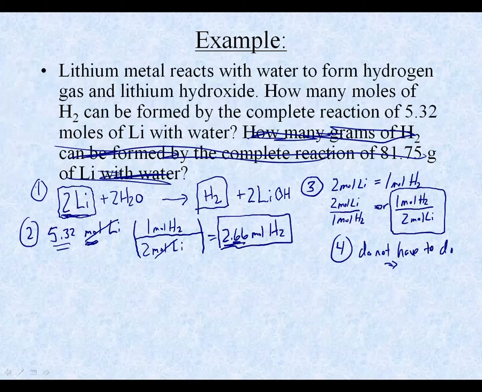You can do it all together in one calculation. Basically, what this means is if you threw into this reaction 5.32 moles of lithium and everything went perfectly, there were no side reactions, and you weren't a klutz and spilled anything on the floor, hopefully that wouldn't happen, you would be able to produce 2.66 moles of H2. Any questions on any of those steps?